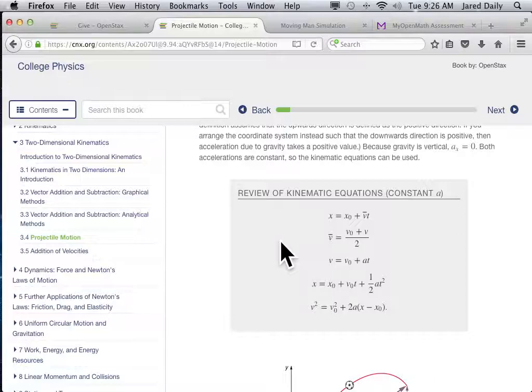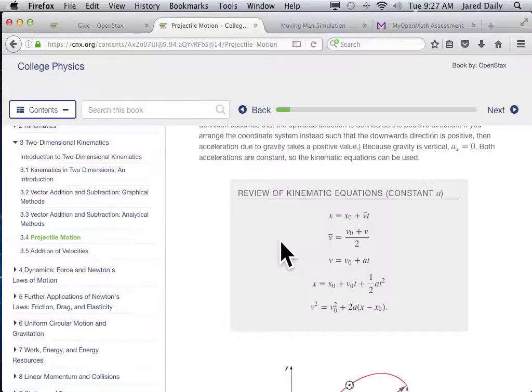And then the last 2 equations are the more complicated ones. You have final position equals initial position plus initial velocity times time plus 1 half at squared. And then you have the final one, which is the final velocity squared equals the initial velocity squared plus 2 times acceleration times the difference in position. Now, I like to write them side by side in x and y. So let's do that.